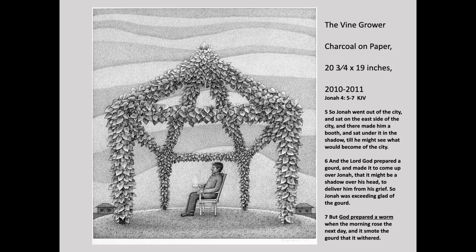I'm obsessed with the story of Jonah. I've used the image and the idea several times. This is a charcoal drawing called The Vine Grower. This is where Jonah went out to the city and sat on the east side, made a booth and sat under it, and the Lord prepared a gourd. So basically he sets up a structure, and I have the vines growing up.